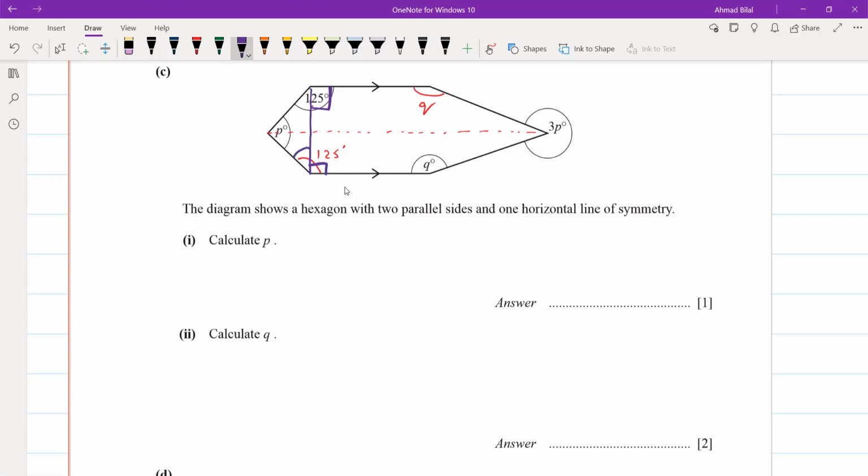125 minus 90, that will be 35. Similarly, the angle above, that will also be 35. So how much will P be then? You know that P plus 35 plus 35 should be equal to 180. From here you'll get the value of P, which is 110 degrees.